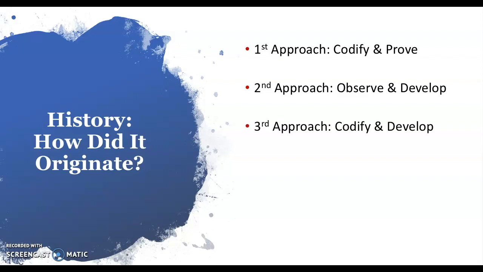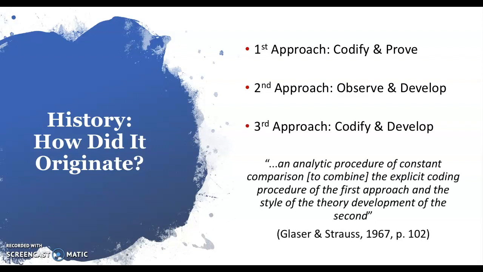The constant comparative method used an analytic procedure of constant comparison to combine the explicit coding procedure of the first approach and the style of the theory development of the second. The first approach used coding to test, not discover, hypotheses. Like the constant comparative method, the second approach kept results close to the data. But unlike the constant comparative method, it didn't operationalize results in case they were to be tested using quantitative inquiry. The intention of the constant comparative method was not for two researchers to do the same technique and get the same results. Rather, it was designed to complement the flexibility and ambiguity of theory generation with discipline.